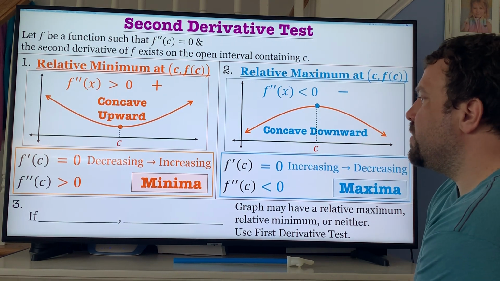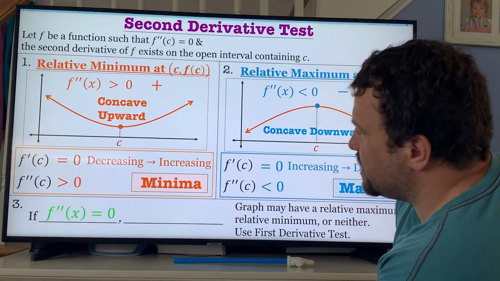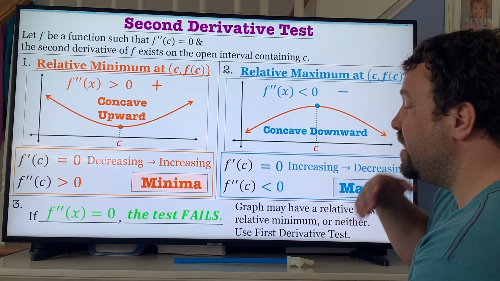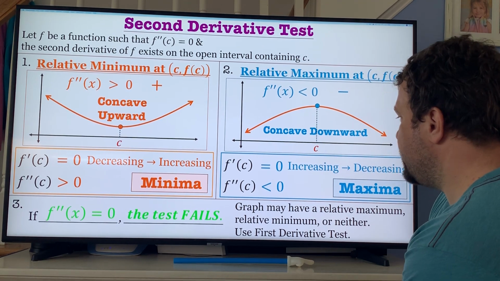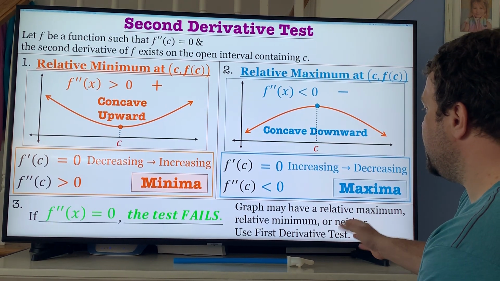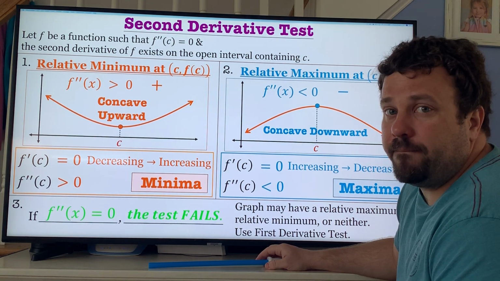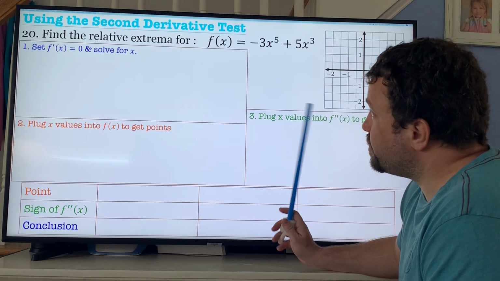All right? So for number 3, if f double prime x equals 0, the test fails. So if your second derivative is 0, it's neither a minimum or a maximum. It could be, but you have to use first derivative test to figure it out. Got it? Let's do a couple examples.